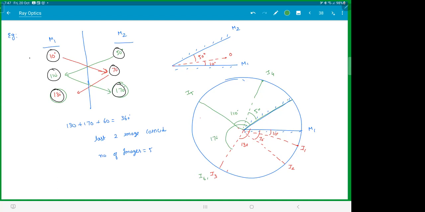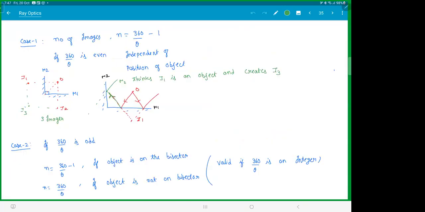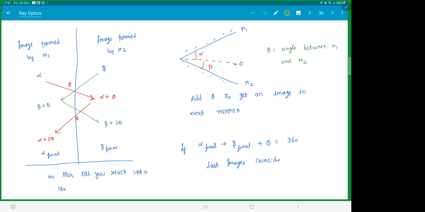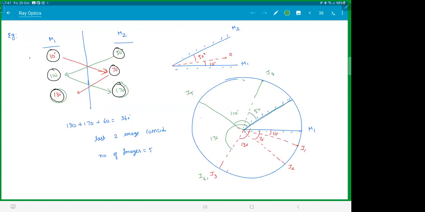So have a look at this. Don't worry too much about this. After the major test gets over, I'll revise this stuff once more. We can do more examples. So this will be useful to find the exact position of the images. But if the question is just to find the number of images, we can use these formulas and get the answers, like 360 by theta minus 1. But if you want the position of the images, then this will be useful. Clear?